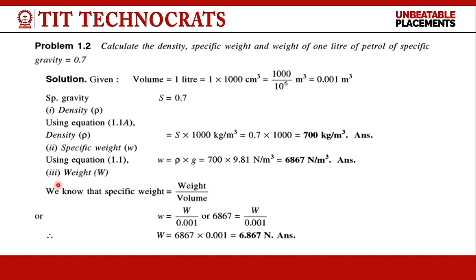And third, we want to determine the weight. Here the specific weight is given as 6867. We will put 6867 in place of specific weight in this formula, and we will determine the weight. So weight will come out to be 6.867 Newton. Like this we can solve the problems based on these properties of the fluid.